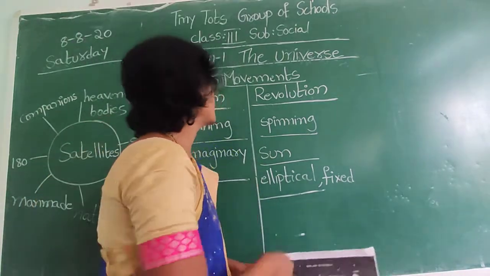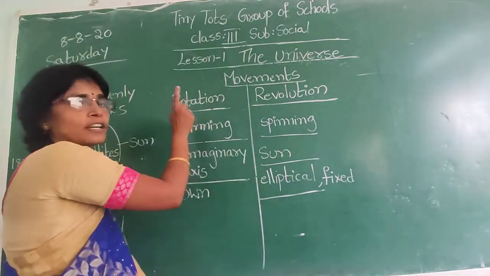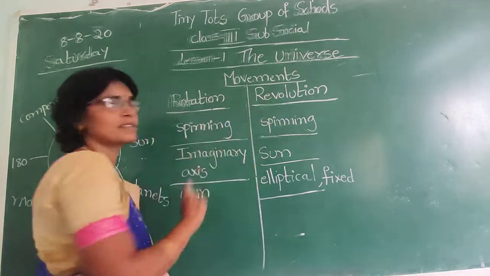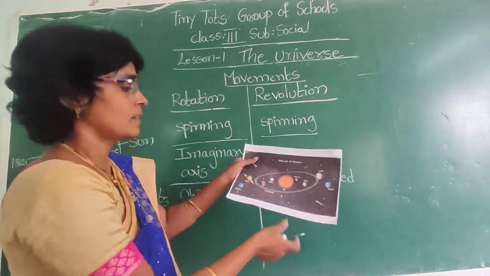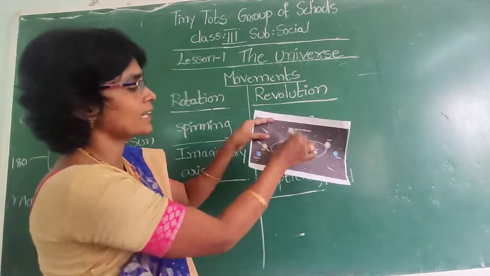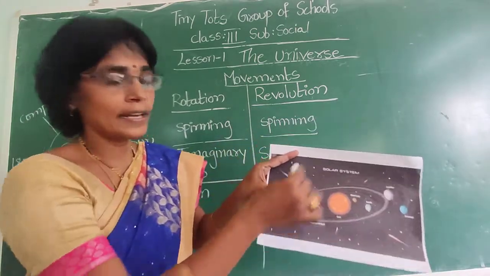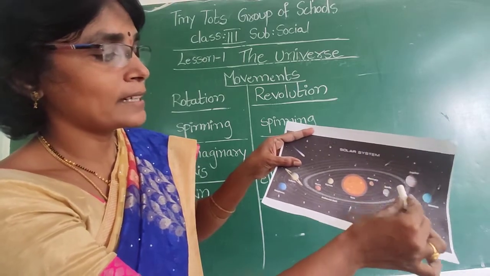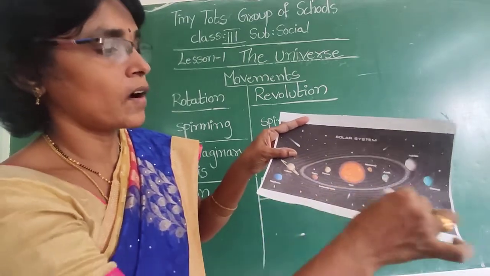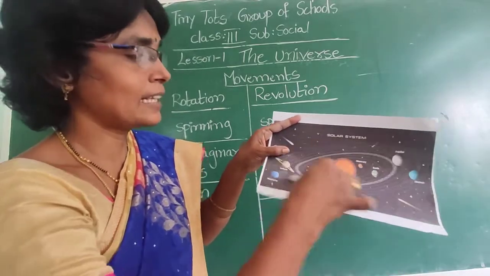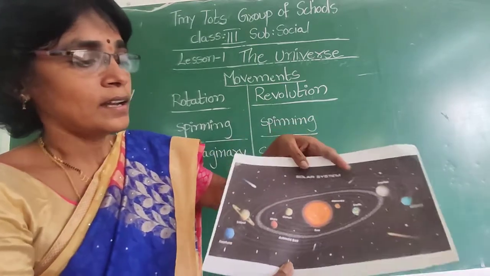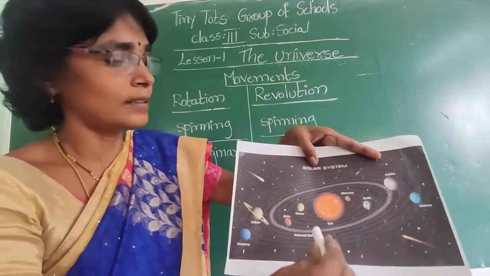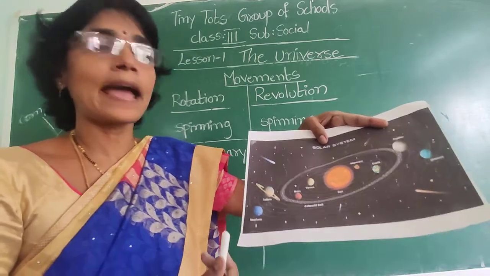So, how many types of planetary movements are there? There are two types of planetary movements. One is rotation and the second one is revolution. See, look at this. Here are eight planets. See, these are called orbits or axes. This circular ring drawn around the sun in the fixed path, these are called orbits or axes.